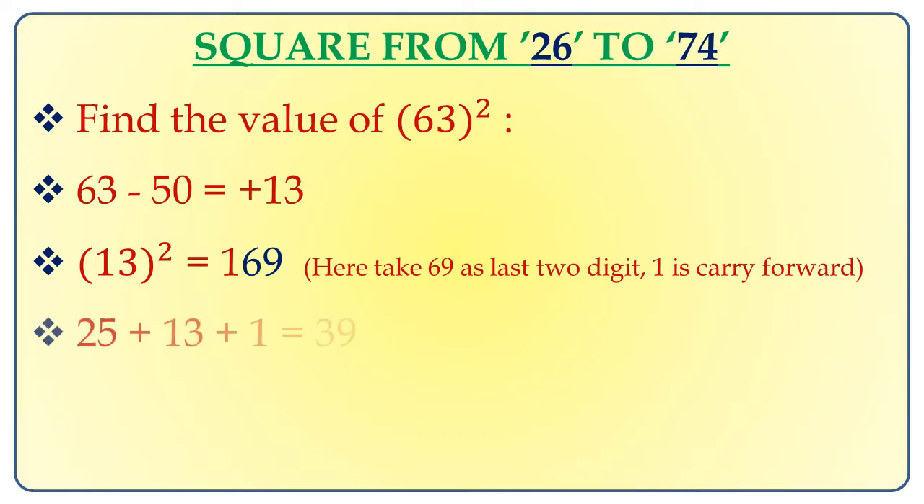Now 25 plus 13 and plus 1. We always add the carry forward value to 25. 25 plus the difference 13 plus 1. What is 1? 1 is the carry forward value. So the sum becomes 39. So what is the answer? The answer of 63 square is 3969.